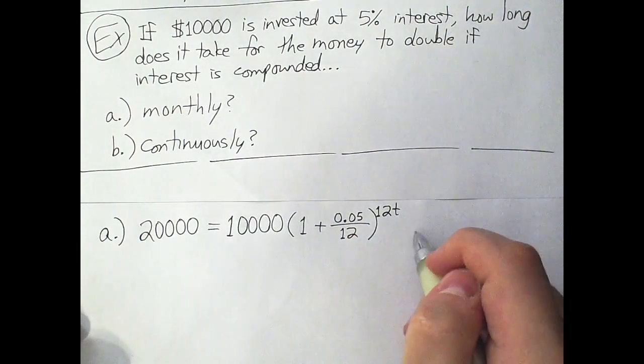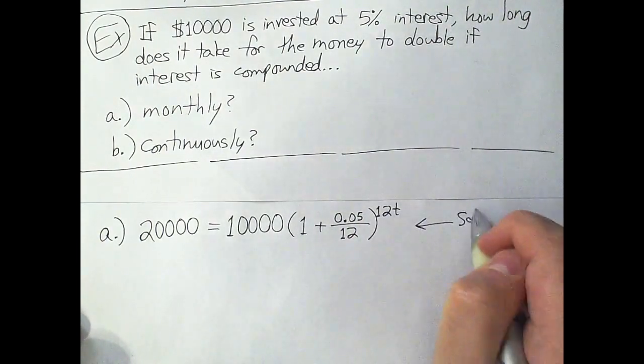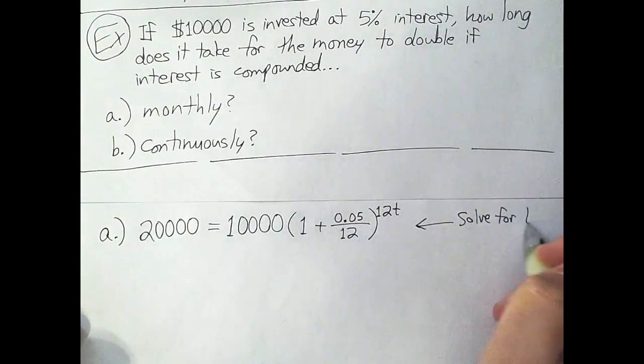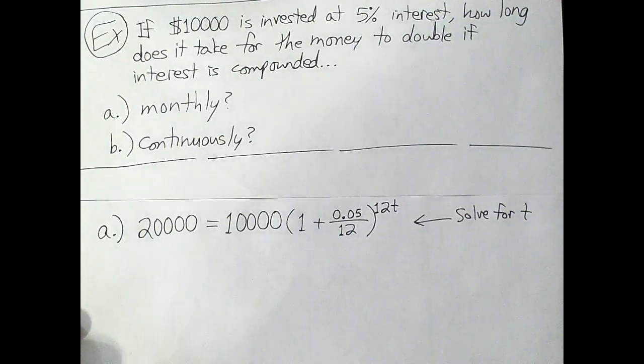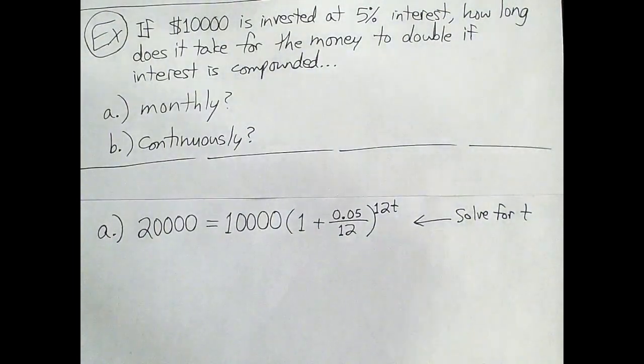Our job is to solve for t. If we can solve for t, then we've answered the question. Everything else was given to us: the amounts of money, the interest rate, the 12. T is the only unknown.